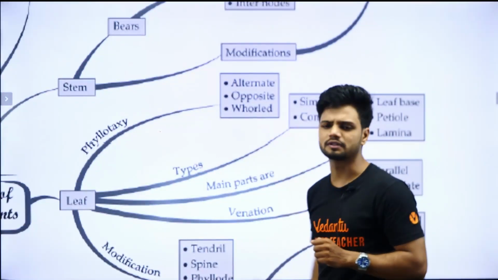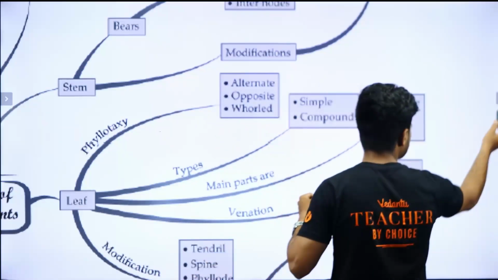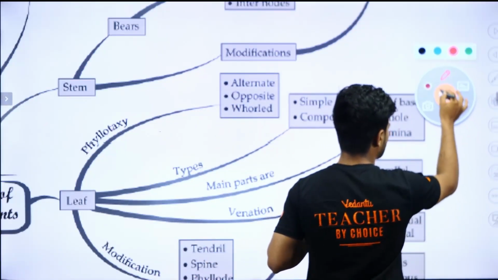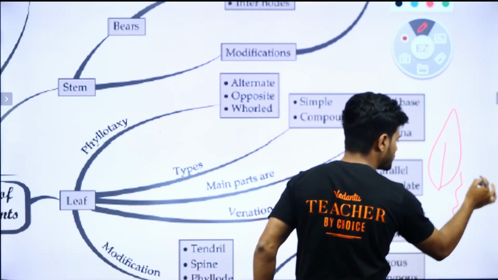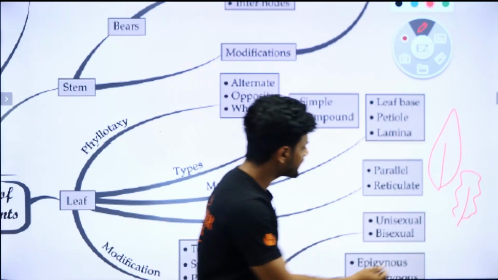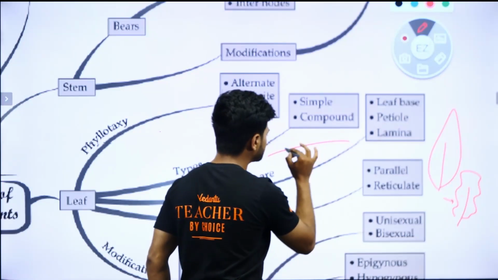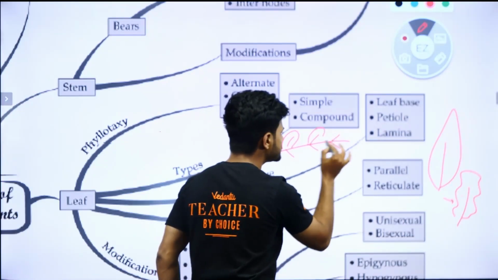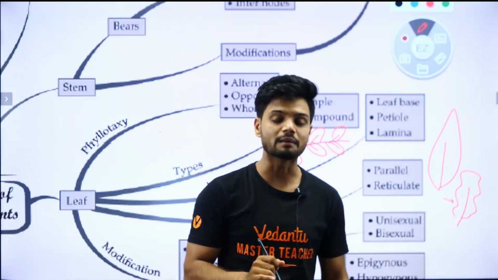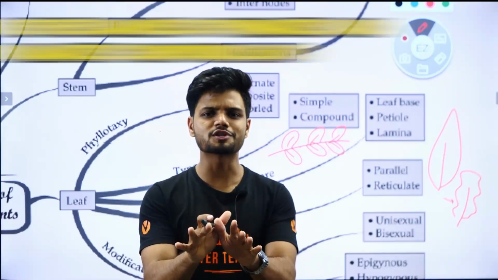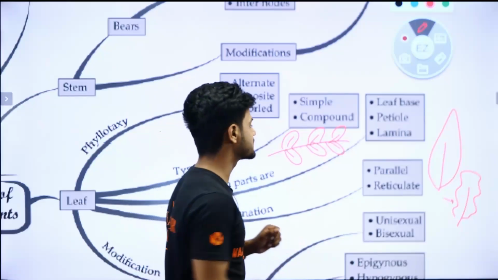But if you look at the types of the leaf, that is simple leaf and compound leaf. Now what is a simple leaf, students? Very simple example. If you look at the simple leaf example, this is going to be your simple leaf. This also is going to be your simple leaf. That is, the incisions, can you see these incisions are not touching the midrib. But if you look at a compound leaf, the incisions are touching the midrib. Example here is very important. Let me know in the comment section what are the examples of your pinnately compound leaf as well as palmately compound leaf. I will check the comments, students.